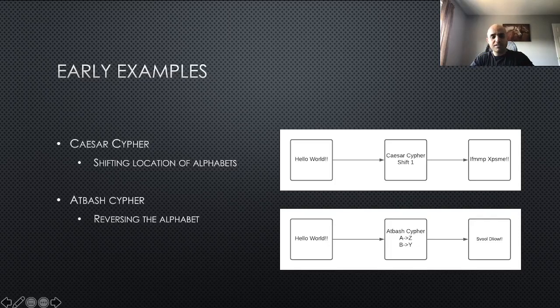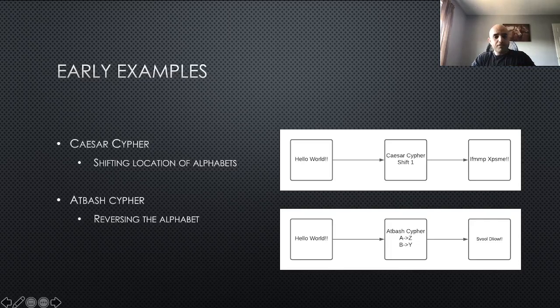So if you look at this example, we have hello world. In the hello world example, H gets converted to I, E gets converted to F, and so on. And you can take the same data, feed it back to a reverse shift 1, and you get hello world.